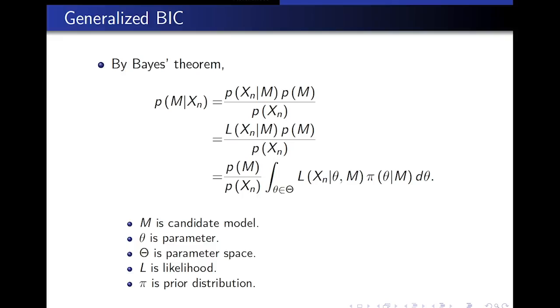Starting with Bayes' theorem, we can find an expression for the posterior probability of the model conditioned on the random variables. That's P of m given xn. The likelihood function L of xn given m can be expressed as a function of the parameter theta, so that is L of xn given theta and m, multiplied by a prior probability distribution for parameter theta given the model, that is pi of theta given m, and then integrated over the parameter space theta.